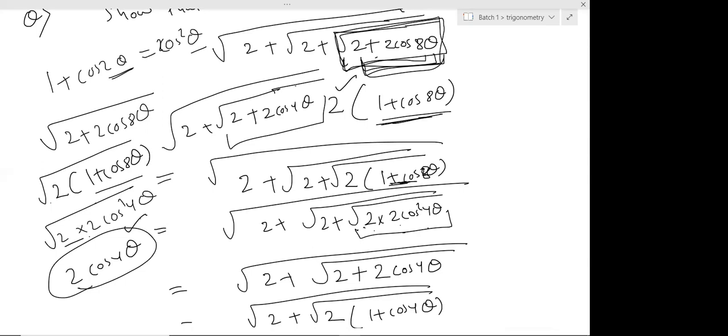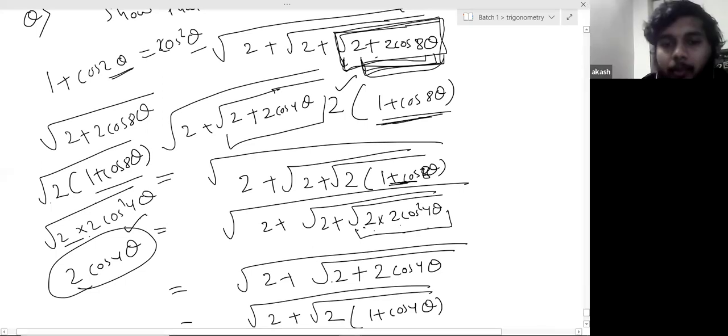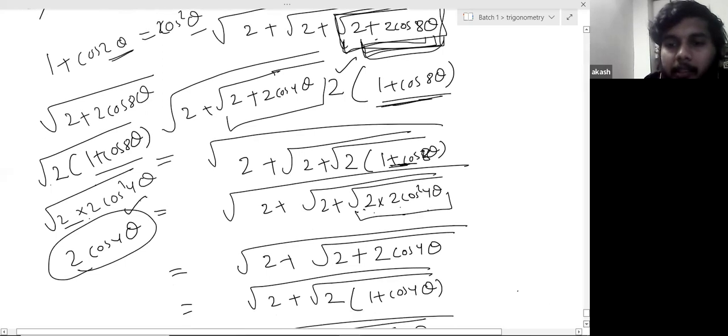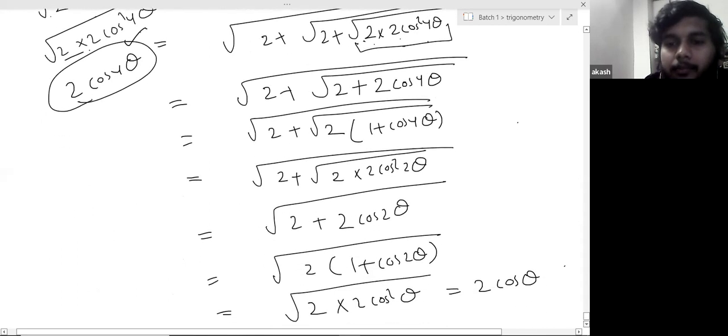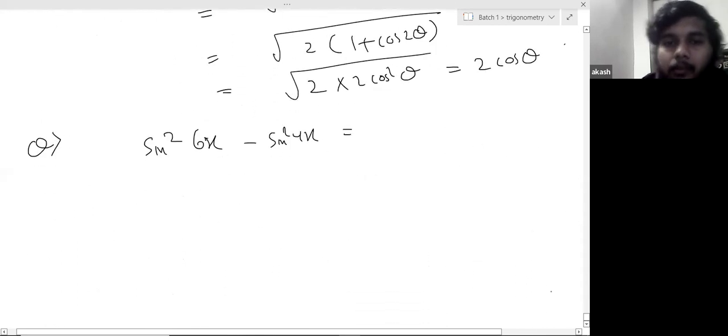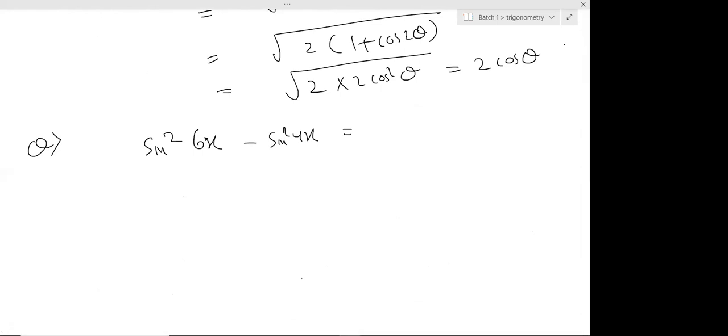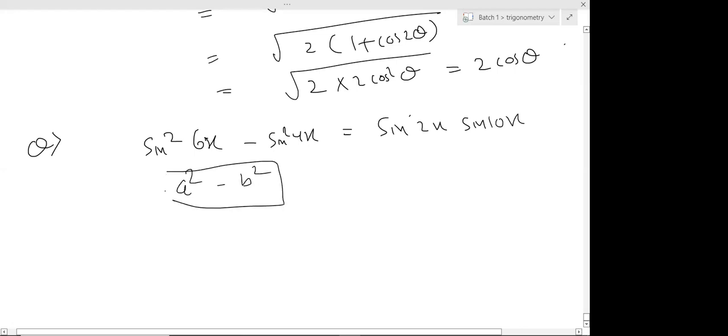Yes, sir. Okay. And this is a very important question. Teacher's favorite question is this. Now simplify this one. Prove that this is equal to sine 2x sine 10x. If you want any hint, then this is a square minus b square. First use this formula, then you will get to see what to do next.